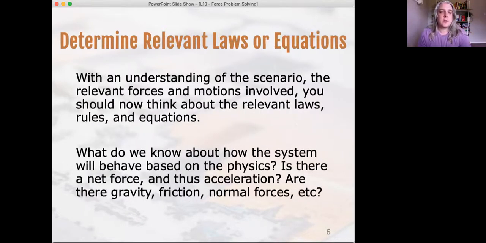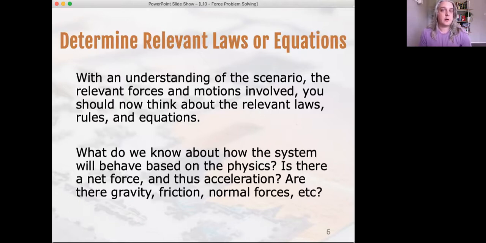Determine the relevant laws or equations. With an understanding of the scenario, the relevant forces and motions involved, you now can think about what laws and what equations we have to work with. So do we know that the system has a bunch of forces on it? Cool, we're going to be thinking about a net force, and that means we're going to be thinking about Newton's second law, maybe his first law, maybe his third law. So we need to write down any equations that might be relevant.